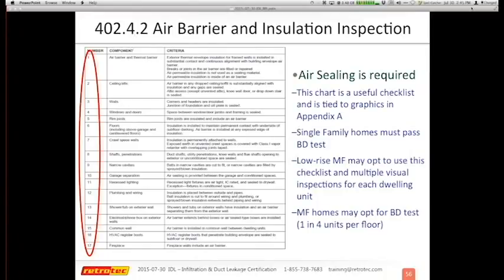I mentioned this earlier. These are the air sealing items that are required. And if you really want to make sure you're passing the test, if you're working with a builder, this is new to you in terms of the code compliance, doing this visual inspection is a major resource in terms of making sure you will pass later.